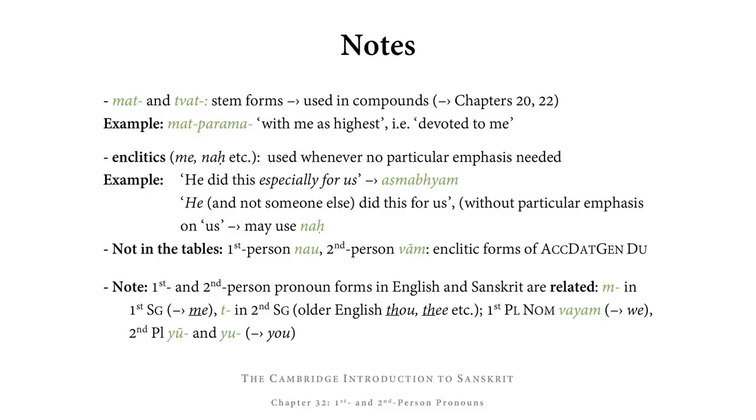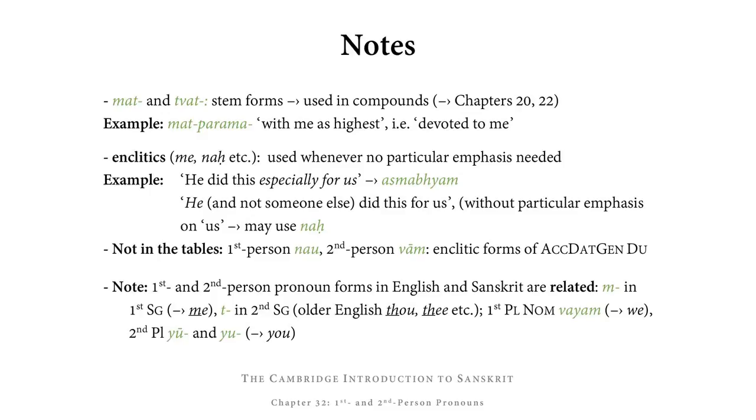Next up, enclitics, i.e. these short alternative forms that we've seen but not really looked at in detail. These are used whenever no particular emphasis on the pronoun form is needed. So, for example, if you want to say he did this for us in the sense of especially for us, you would use the full pronoun form, which is asmabhyam. But if, on the other hand, you do not want to add any particular emphasis on the us, for example, because you want to say he and not someone else did this for us, then you would typically use the enclitic form, which in this case would be nas.